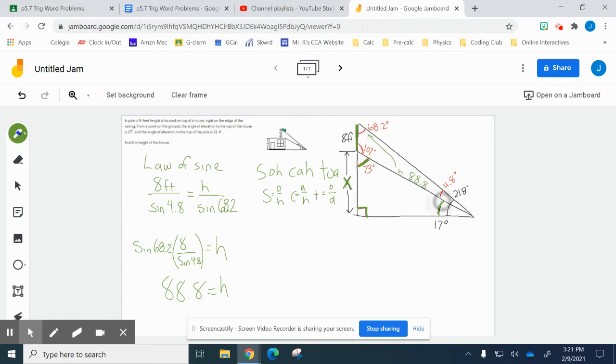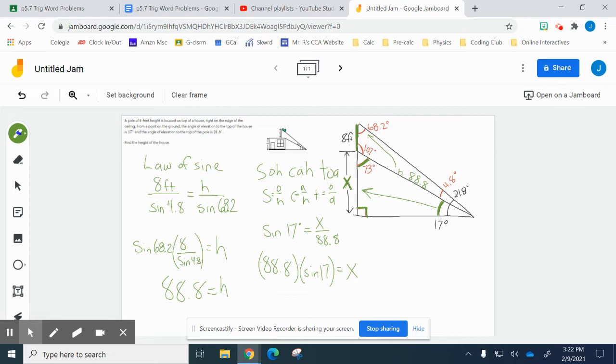So we've got this angle. The opposite leg is the one we're looking for, right? So that means that the sine of that angle, 17 degrees, is going to equal the opposite leg over the hypotenuse, 88.8. We'll multiply both sides by 88.8. 88.8 times the sine of 17 degrees equals x. And now we have our building height, just about.